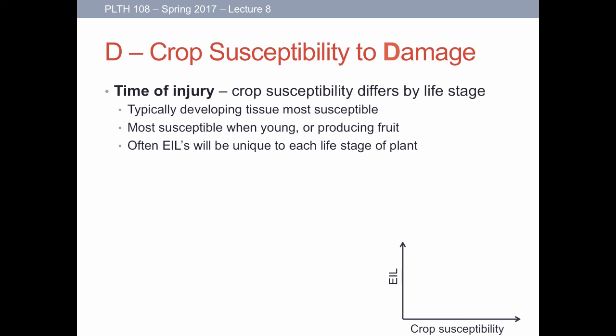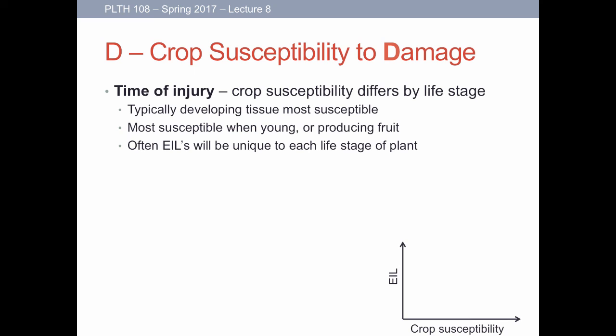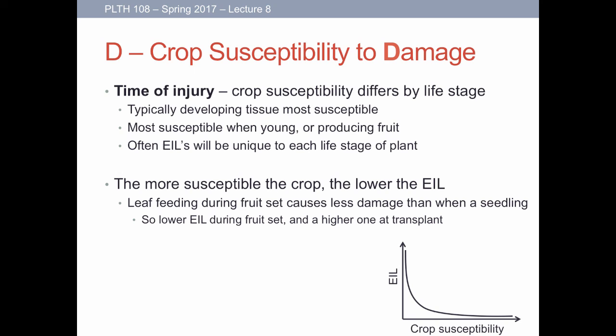So with D, again, we're talking about a factor that's on the denominator, just like B and I. So if D were to increase, if we were worried about damage on a particular part of the plant that was highly susceptible, where do we think the economic injury level would go? Right, down. Same idea as the others. The more susceptible the crop is, the fewer pests we're willing to tolerate on it. Which again makes sort of a gut intuitive sense.